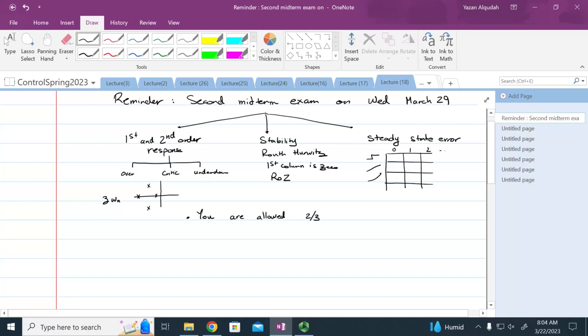Okay. Now you are allowed a 2/3 of a letter size formula sheet. So this is the second third. That's what we already did. Yeah. Okay. And they'll have another third for the final. Sounds good, everybody?